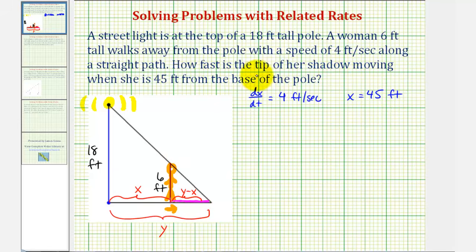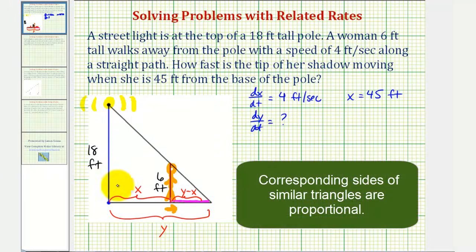To determine how fast the tip of her shadow is moving when x equals 45, we can find how fast y is changing, or dy/dt. So our goal is to find dy/dt. Now we need an equation relating x and y so we can then find the derivative with respect to t, and then use this information to find dy/dt. And again, because we have similar triangles, we can set up a proportion, cross multiply, and solve for y.